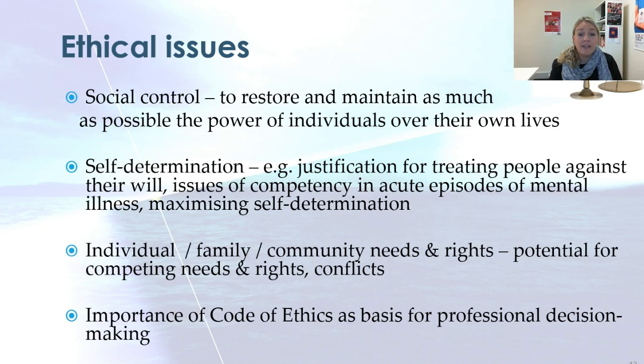Self-determination. We need a justification for treating people against their will, issues of competency in acute episodes of mental illness, and maximising self-determination for individuals. We need to think about, again, the individual, family, and community needs and rights, and the potential for competing needs and rights and conflicts there. And that's where we come into some ethical dilemmas in this field, things that may not be black and white, where there's a bit of a grey area around these things.